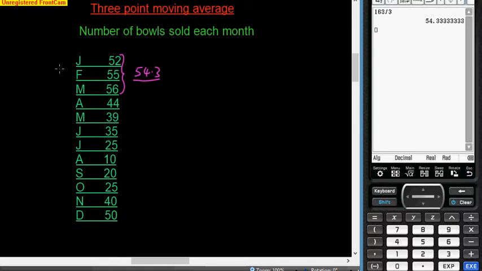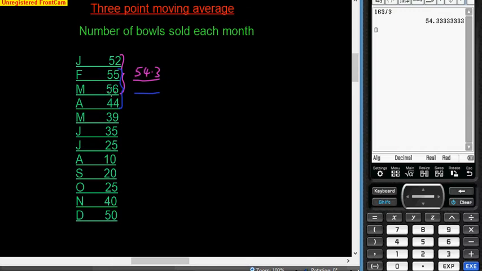Now we need to move down, we do the next 3 points. So we now go from 55, 56, 54, and that average goes right next, and that's what we mean by the moving average. So you take the first three, you get one average, you take the second three, you get another average, and so on. I'll just do this next one.